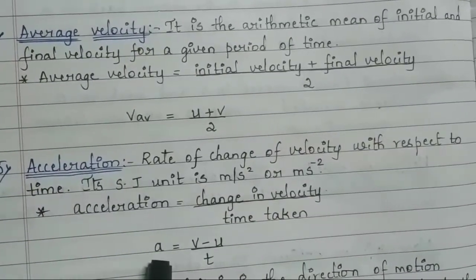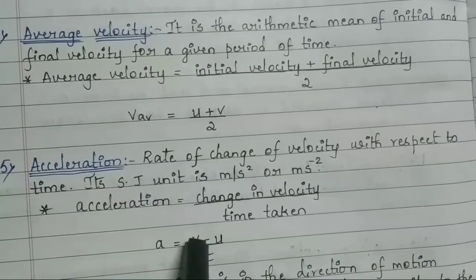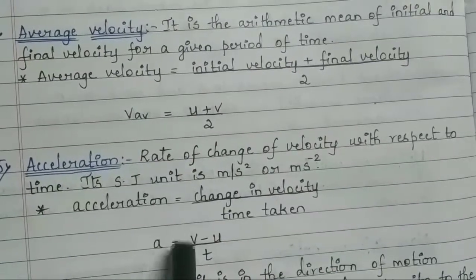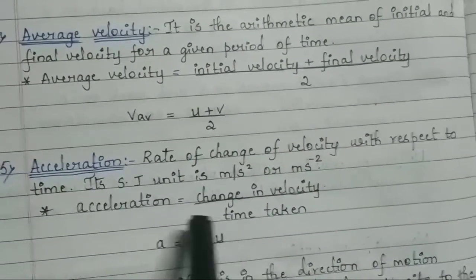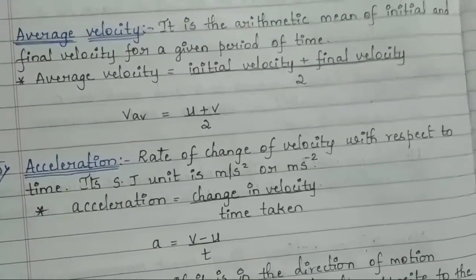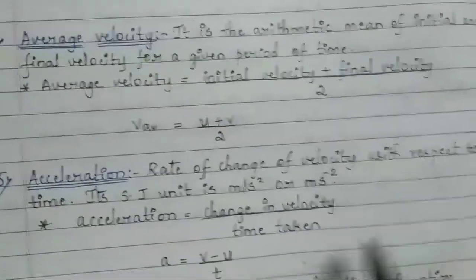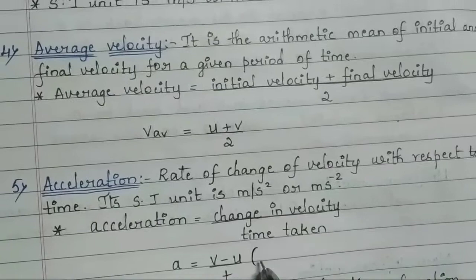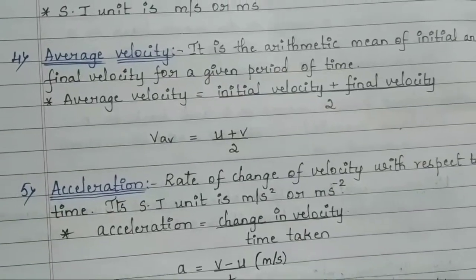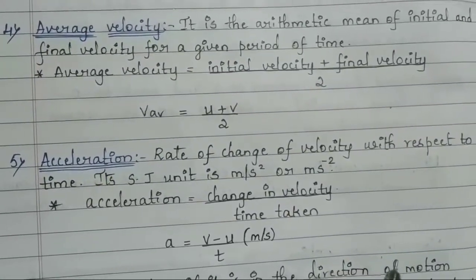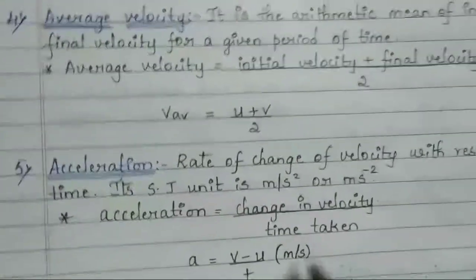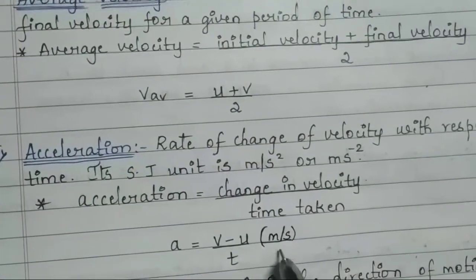So acceleration is given by the letter small a, which equals the change in velocity. What do we mean by change in velocity? Final velocity v minus initial velocity u, divided by time. As we all know, velocity is in meter per second, its SI unit is meter per second, and our time is always measured in seconds.